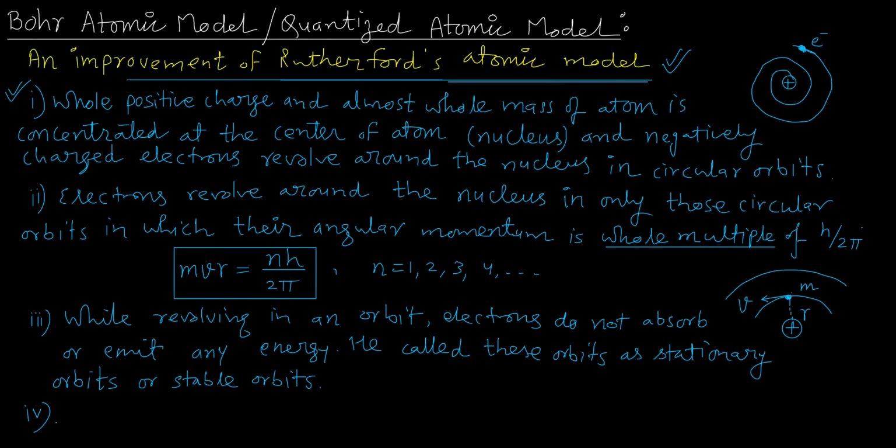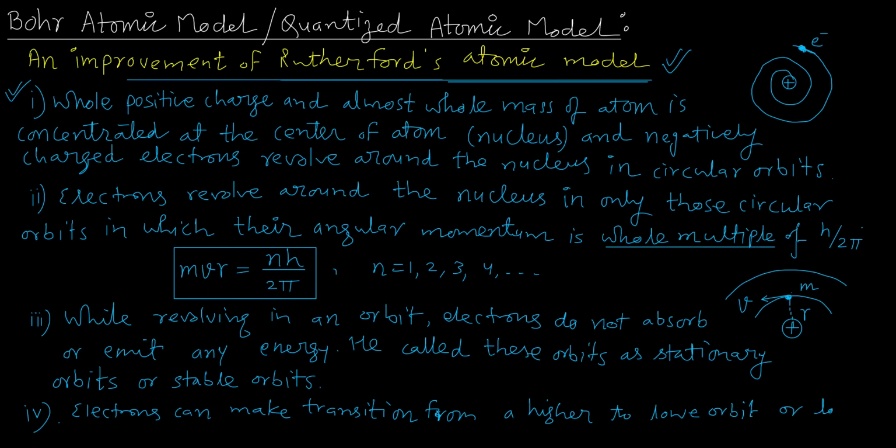And the last point I would add here, that was given by Bohr. It says that electrons can make a transition from a higher to lower orbit or lower to higher orbit by emitting or absorbing energy.